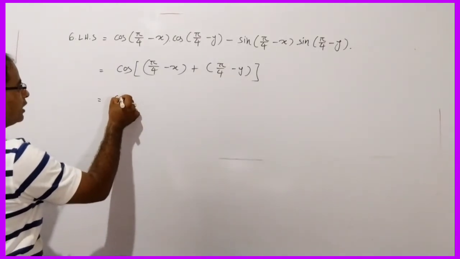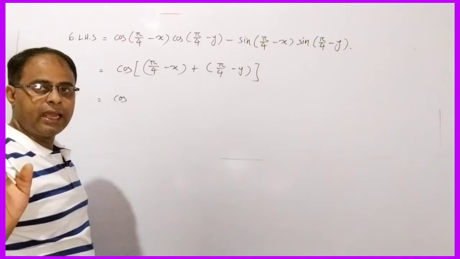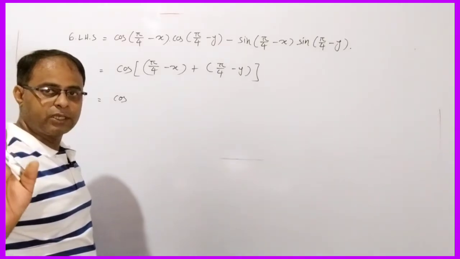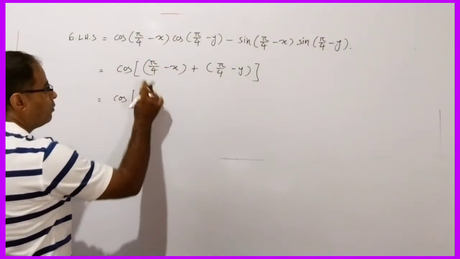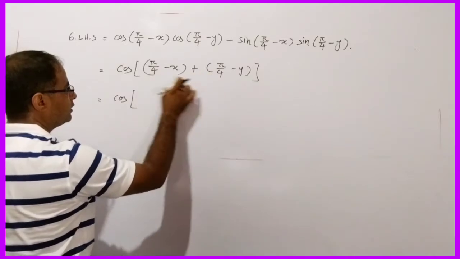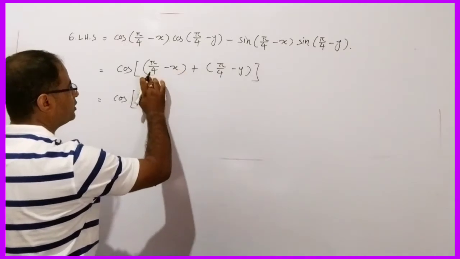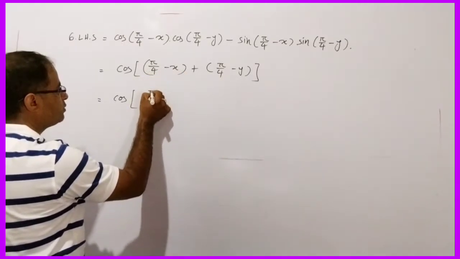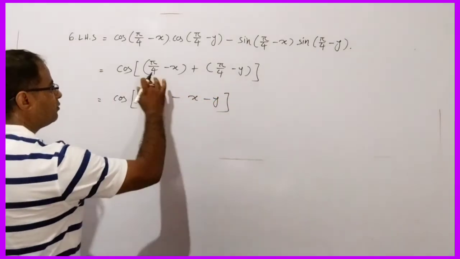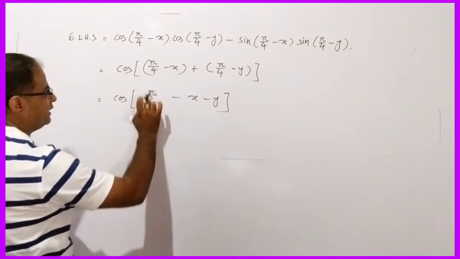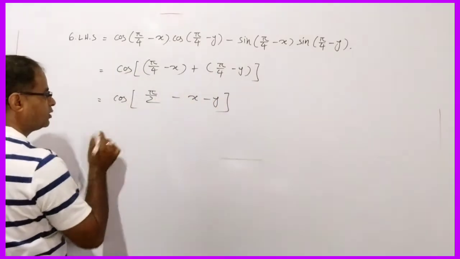Now calculate here. All of you remember the formula? Cos of x plus y is cos x cos y minus sin x sin y. Pi by 4 plus pi by 4, if we remove the brackets, is pi by 2 minus x minus y, right? Pi by 4 plus pi by 4 is pi by 2. Simply think of it as 45 degrees plus 45 degrees is 90 degrees.